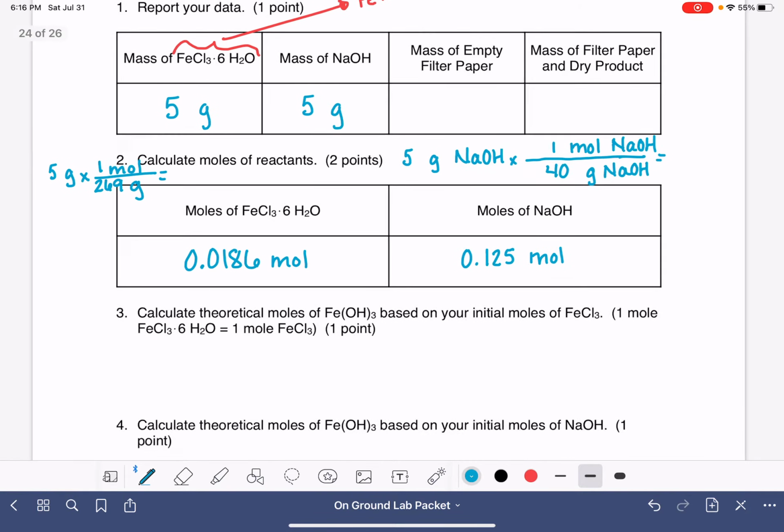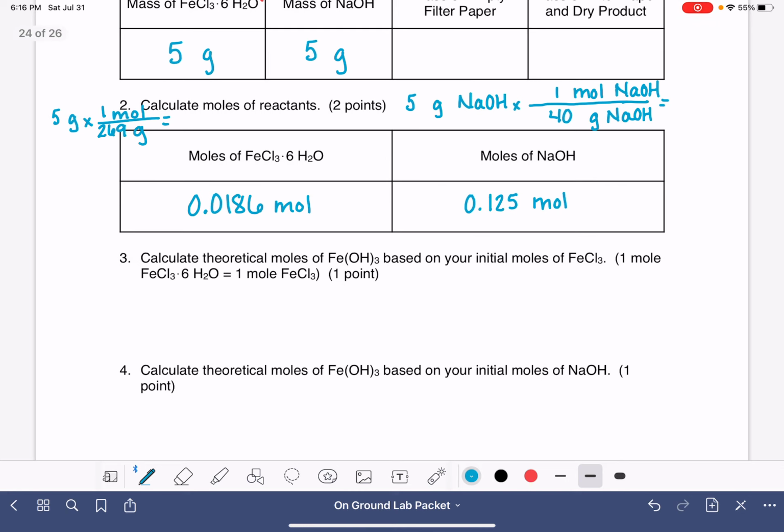And the next thing that we're going to do in questions 3 and 4 is to calculate the theoretical moles of the product FeOH3. We're going to do this twice, once based on the initial moles of the FeCl3 compound, and then once based off of the initial moles of the NaOH.